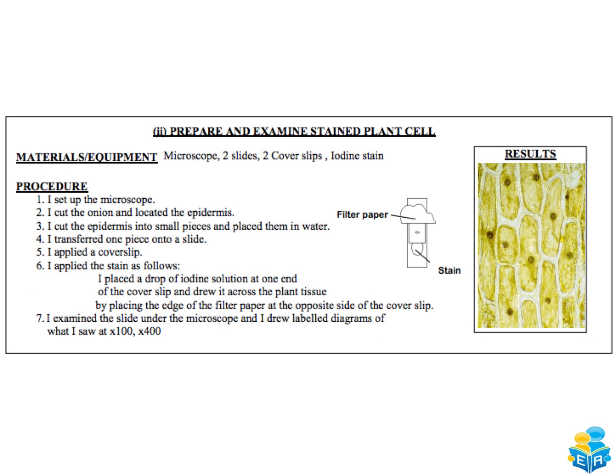Now for the plant cell, a little bit different. We're obviously not going to be using cheek cells for this because that's an animal cell. You probably would have used something like an onion. Okay, so we're going to set up the microscope the exact same way. It says I cut the onion and located the epidermis. So the epidermis will be the outer layer. You cut the epidermis into small pieces and place them into water. Now, why did we place them into water? It's to swell the cells to make them more visible.